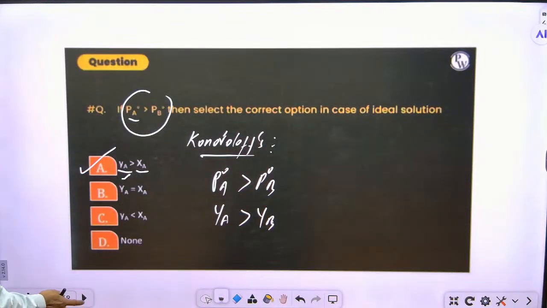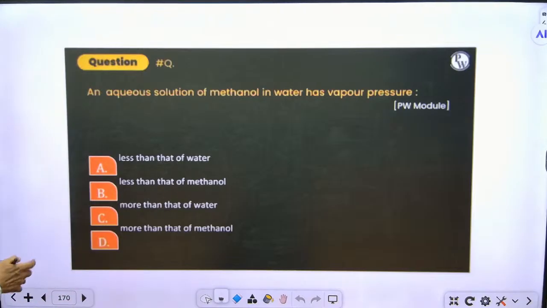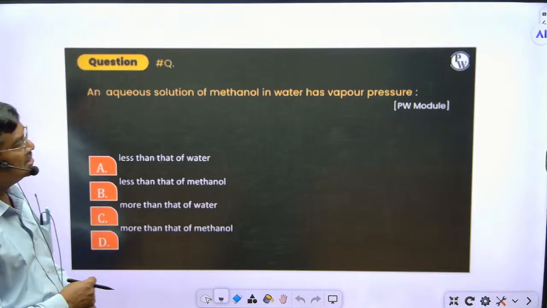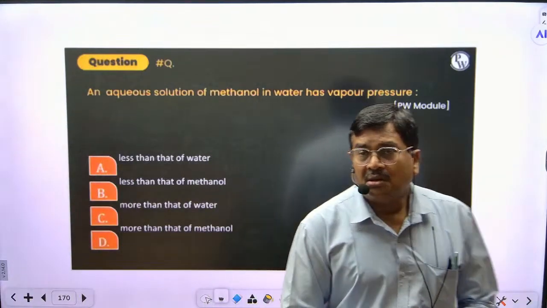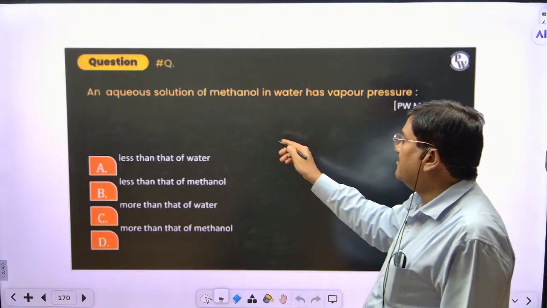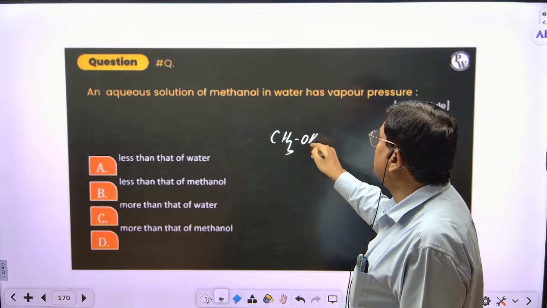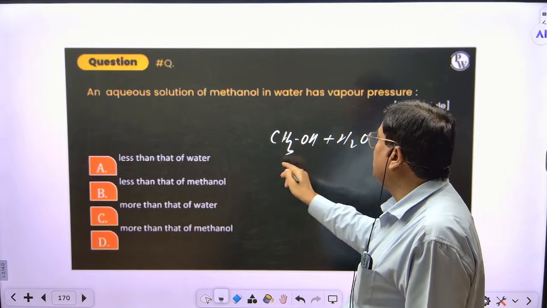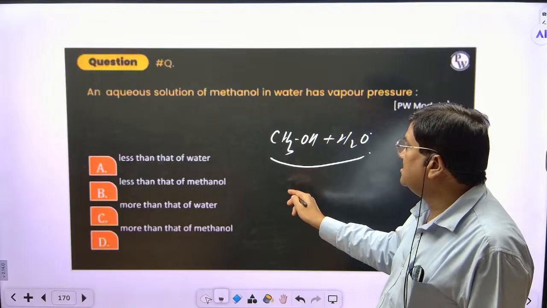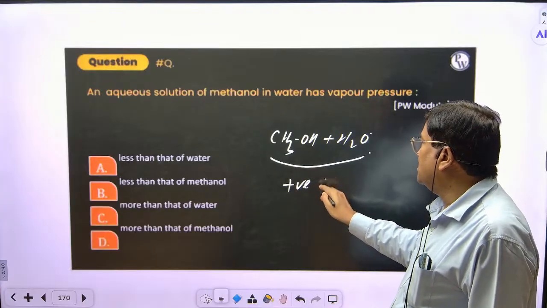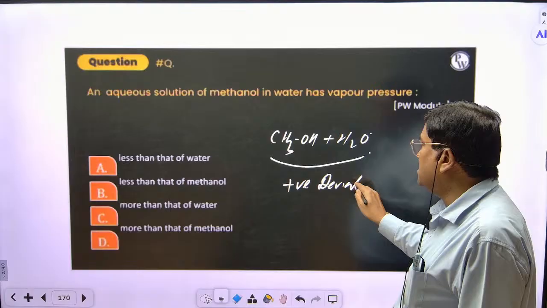Are you following all of it? Right. Now see, aqueous solution of methanol in water. What is the formula of methanol? Methanol is CH3OH mixed with water. This will show what deviation, student? Positive deviation. This will show positive deviation from Raoult's law because of H bond breaking.